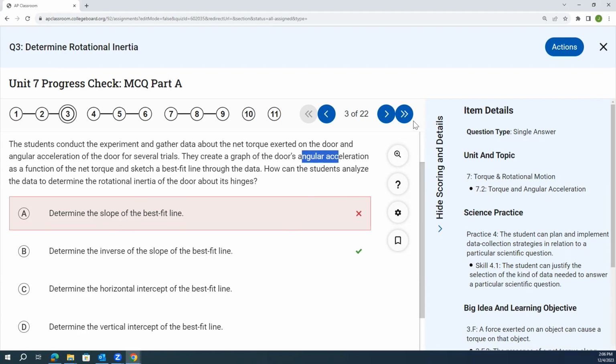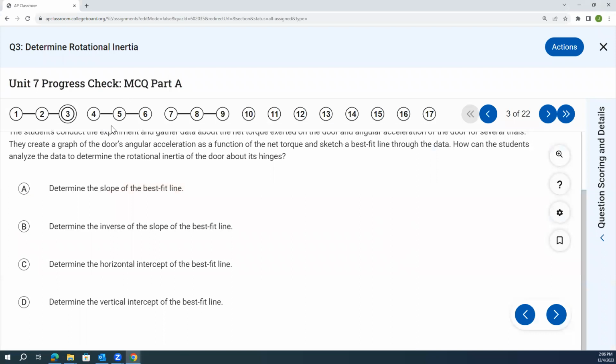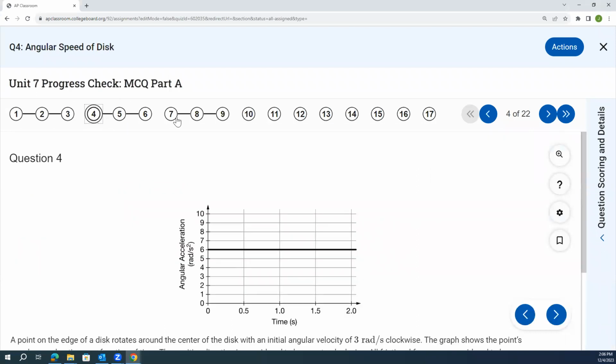All right, next one, number 4. Okay, so new scenario. It looks like this one has 3 questions. Ooh, angular acceleration versus time.